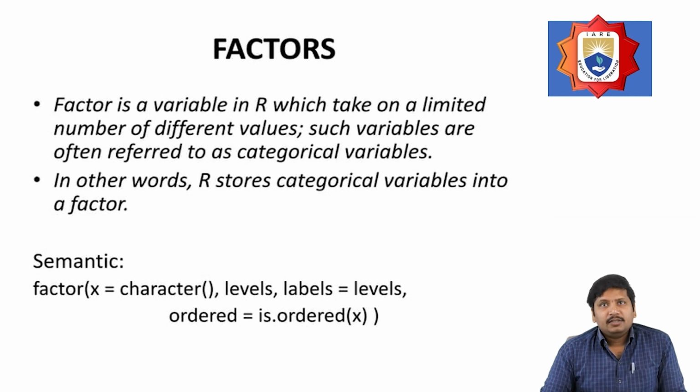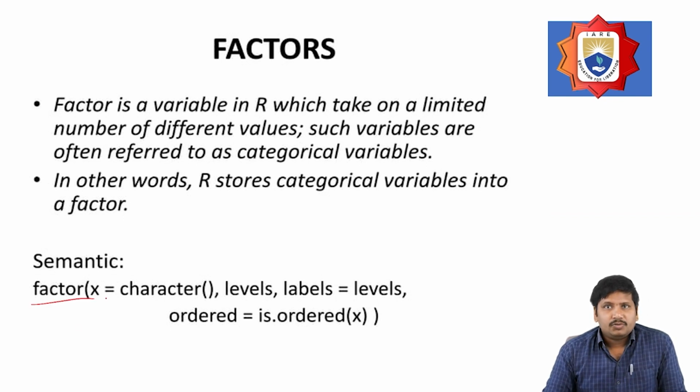And next one, factors. A factor is nothing but a variable which is able to take a limited number of different values, such as categorical variables. In other words, R can store categorical variables in a factor. So how is the factor going to be created? The factor function is used.